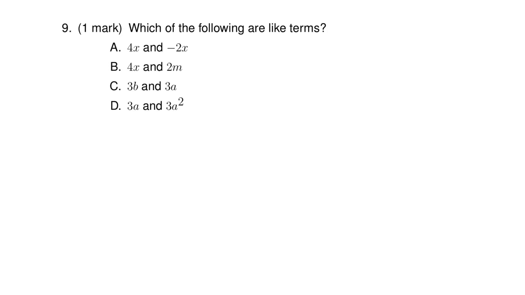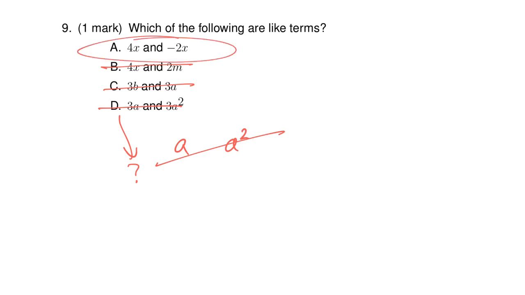We're looking for things that are like terms. Now remember, like terms here means they have the same pronumerals or the same letters. So we can instantly rule out that one and that one because x's and m's, b's and a's are completely different. This one I've got a bit of a question mark over because the letters are both a's, but you have to remember a and a squared are not like terms. One is a, one is a times a. So that leaves me with my correct answer, which is 4x and negative 2x, because they've both got x's as their pronumerals, which are like.